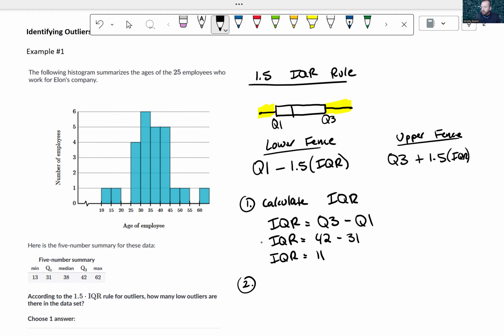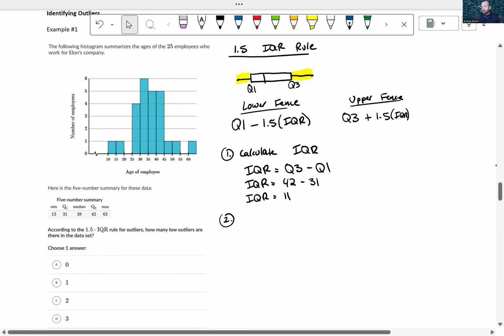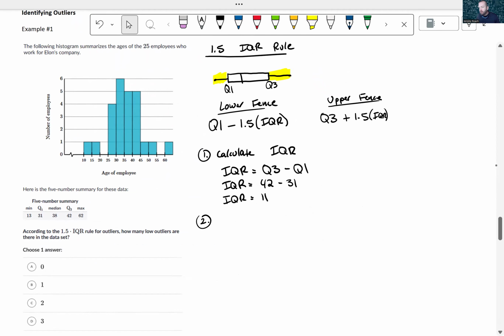Okay. Now, I didn't even read the question, so let's go back to the question. I need to slow down here. Let's read the question here. It says the following histogram summarizes the ages of the 25 employees who work for Elon's company. Here's the 5-number summary for these data. According to the 1.5 IQR rule, how many low outliers are there in the data set?